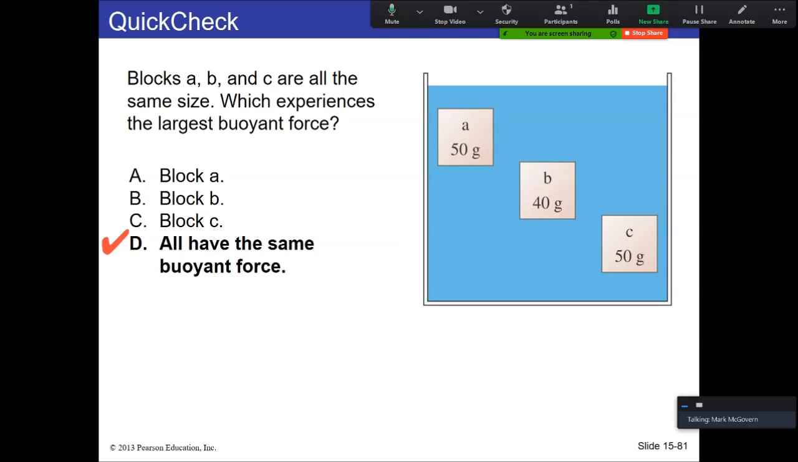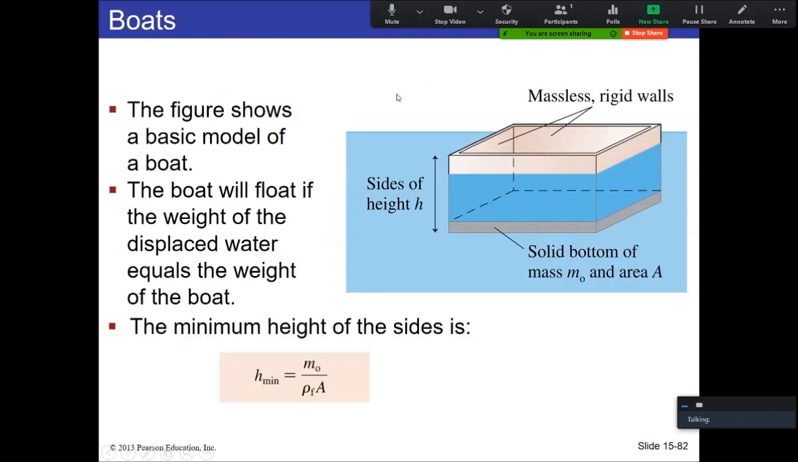Why? Because they're submerged. And the buoyant force is equal to the density of the fluid, times the volume of the fluid that's displaced, times g. And all these objects are in the same liquid. They displace the same amount of volume. And they're all on Earth or some other planet or whatever, but it doesn't matter. All the g's are the same. Okay, great.